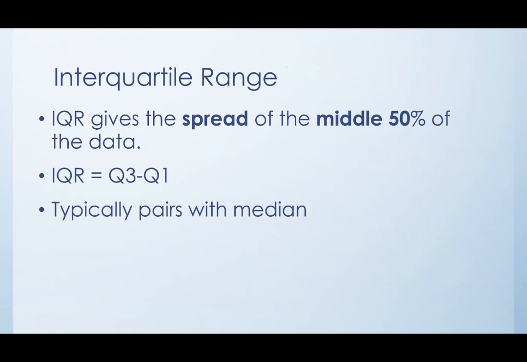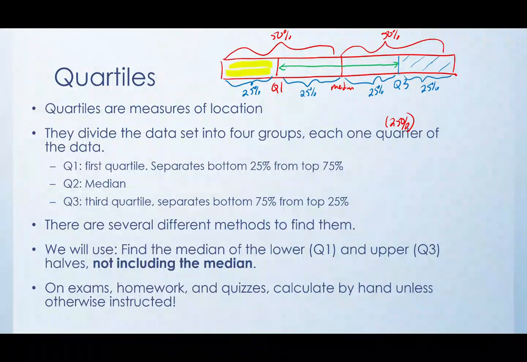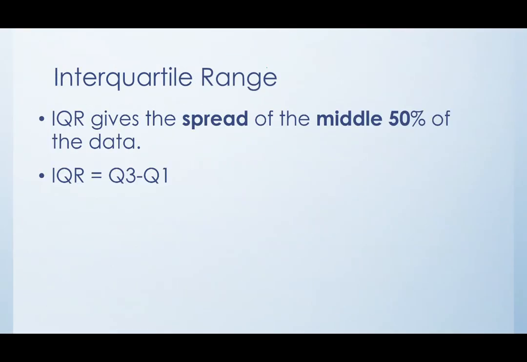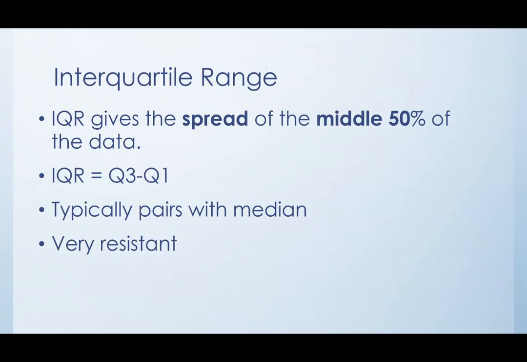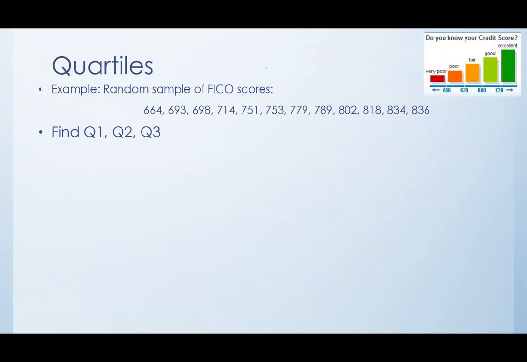And it typically pairs with the median. Okay, median is very resistant. The interquartile range is very resistant because it is only looking at the middle 50%. It doesn't care what's going on up here or down here. So long as they stay in their lane and stay at the bottom quarter or the top quarter, it doesn't care. It's not going to affect the spread or the variability of the middle 50%. Okay, so it's very resistant. All right, so we're going to do an example and then we'll break it to the next video.